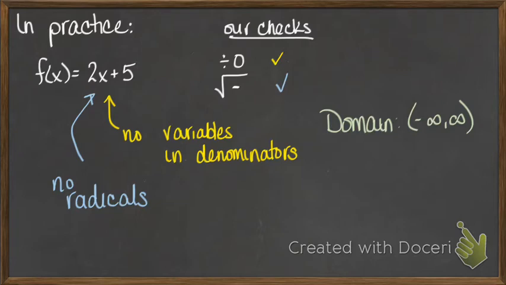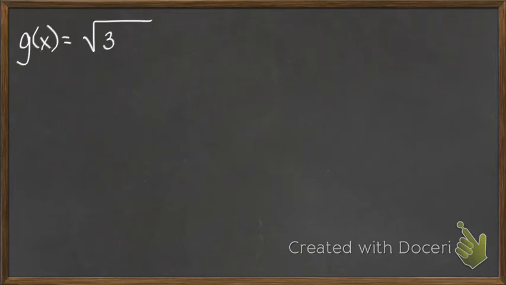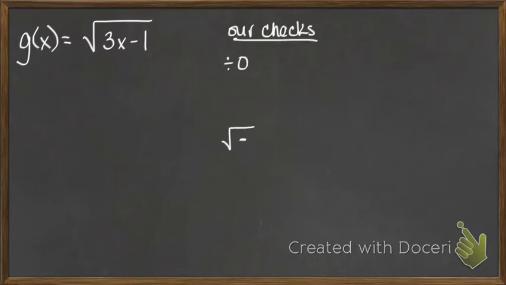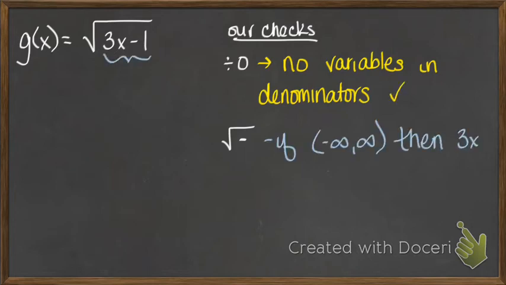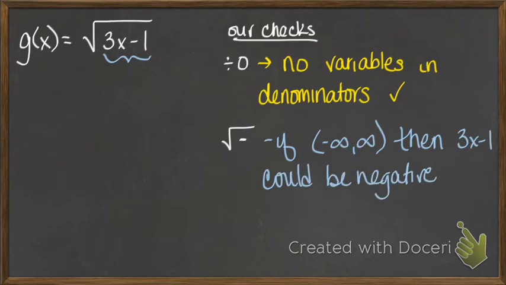Things change as the function changes. If we have the function g at x equal to the square root of 3x minus 1, now still keeping those two things in mind because those won't go away, dividing by 0: we don't have any variables in denominators. Dividing by 0 won't be an issue. Square root of a negative number: well, now we can see here that there is a radical as part of this equation, 3x minus 1 being the radicand.